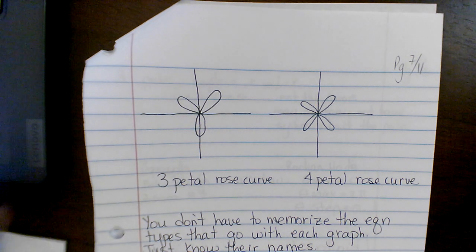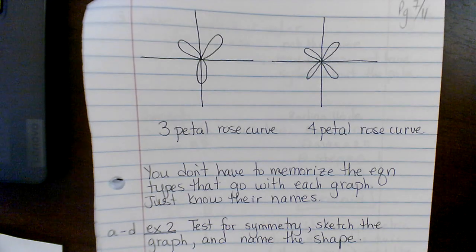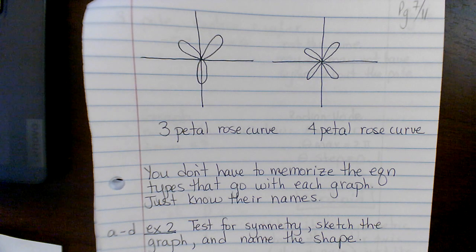Now, you don't have to memorize the equations that go with each one of these graphs. I know the book kind of takes that approach of, oh, if you see A plus B cosine theta and A is greater than B, then it's going to be this. And no, we're not doing that.